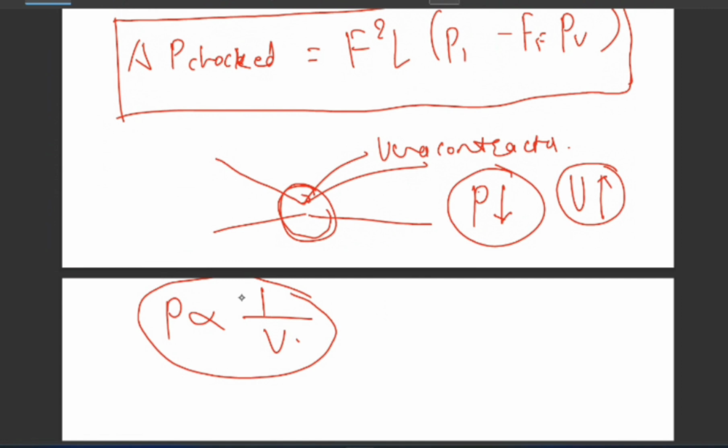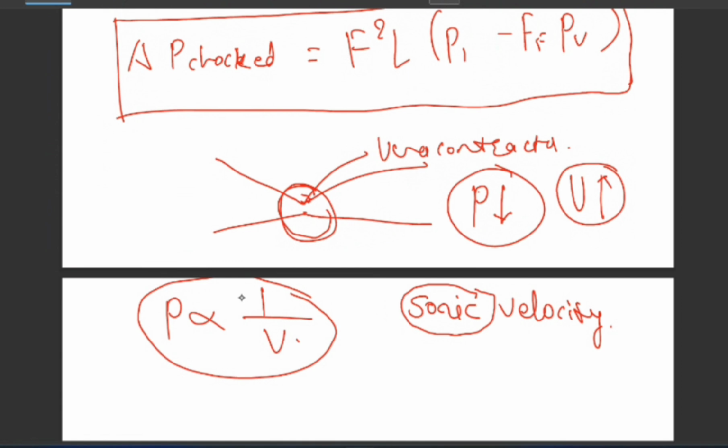At the vena contracta, what happens? At this point, your pressure drops drastically and your velocity reaches sonic velocity. Not supersonic, but it reaches sonic velocity. At sonic velocity, there is a choke flow. Choke flow means after that, there is no more flow. So you should know these things.